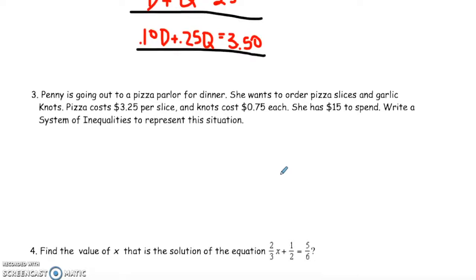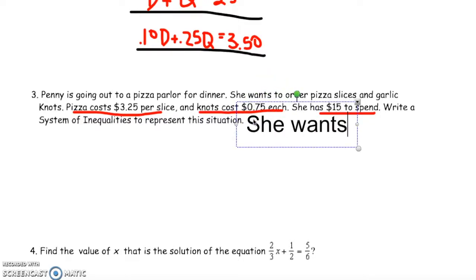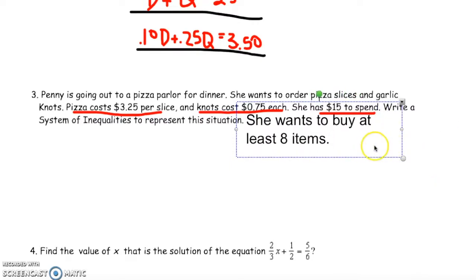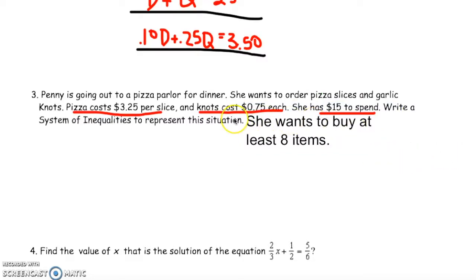Penny is going out to a pizza parlor for dinner. She wants to order pizza slices and garlic knots. Pizza costs $3.25 per slice, and knots cost 75 cents each. She has $15 to spend, and also she wants to buy at least 8 items. That's supposed to be in there. It got cut off somehow. So not only does she have $15 to spend, but she wants to buy at least 8 items.